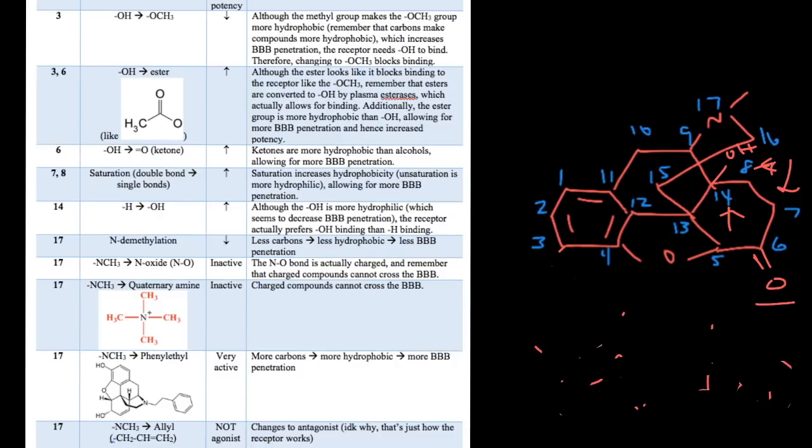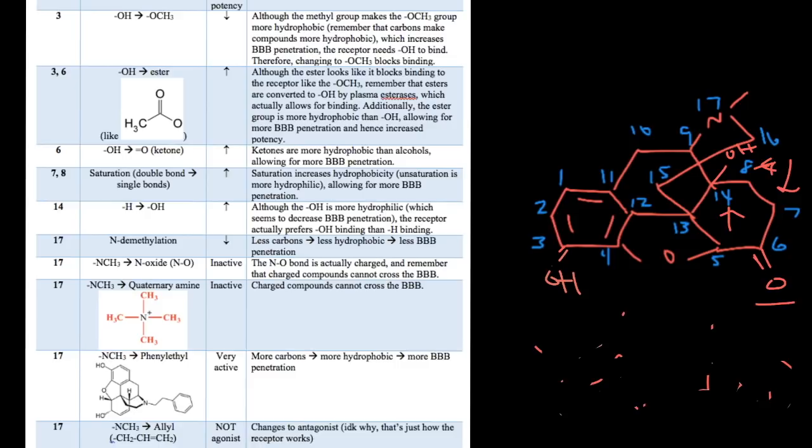So adding the OH there increases potency because the receptor actually prefers the OH binding. So if you have an OH at the 14 position, the receptor actually prefers that, and you increase binding, even though it seems more hydrophilic, which I'll explain later. The receptor prefers binding through the OH, just like it prefers the OH at the 3 position for binding.